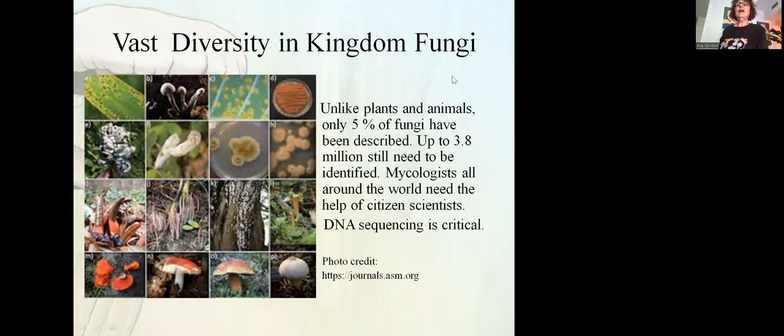Let's see. There's a vast diversity in kingdom fungi. As you can see, there's some that are microscopic, and yes, most are multicellular, but there are a lot that are unicellular. Unlike plants and animals, only 5% of the fungi have been described. Up to 3.8 million still need to be identified. So mycologists all around the world need the help of citizen scientists, like the Master Naturalist or amateur mycologists to go around and help identify all these fungi that have not been identified.